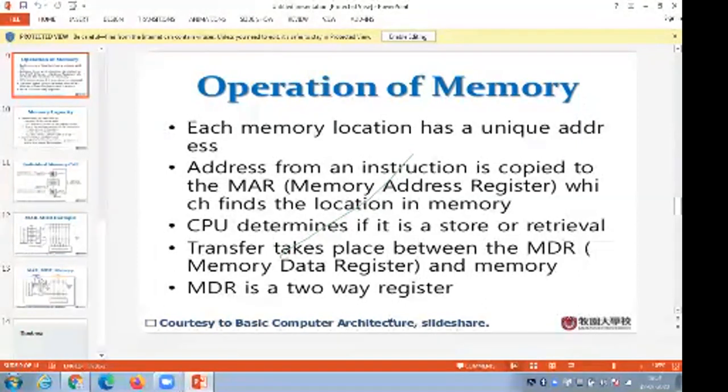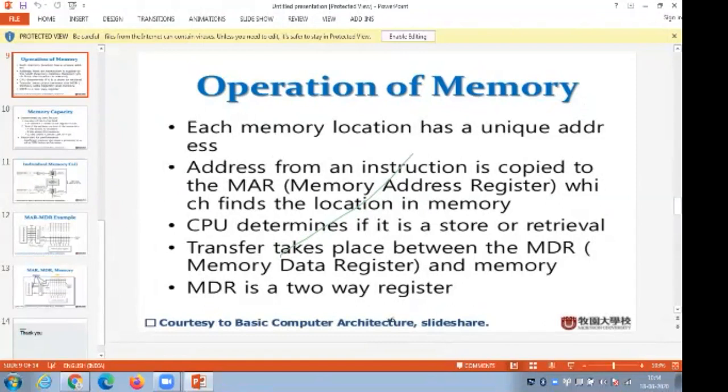I will let you know the definitions, each definition clearly. Alright. So now let me read what is there in the operation of memory, how the memory is operated. Each memory location has a unique address. The address from the instruction is copied to the memory. MAR, meaning memory address register, finds the location in the memory.